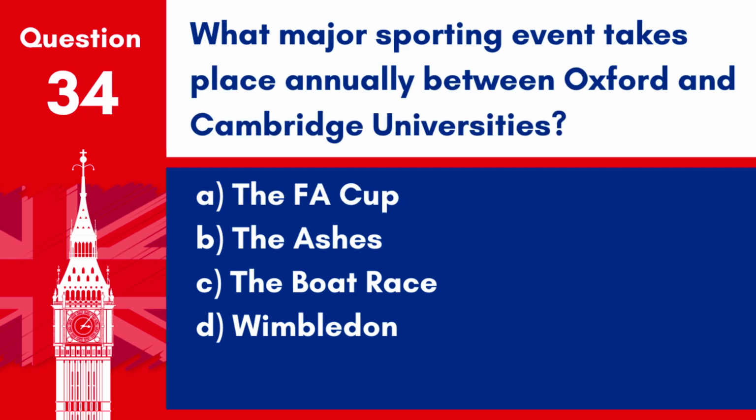Question 34. What major sporting event takes place annually between Oxford and Cambridge universities? A. The FA Cup. B. The Ashes. C. The boat race. D. Wimbledon. Answer. C. The boat race. The annual boat race between Oxford and Cambridge universities is a famous rowing event in the UK.